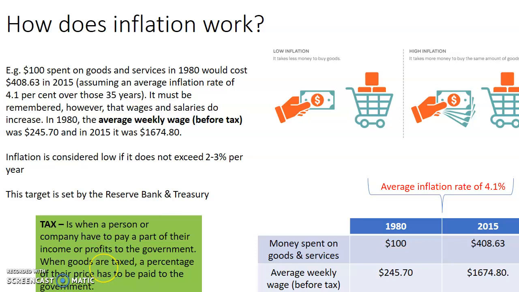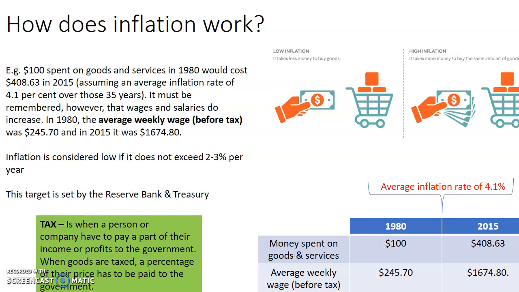Okay, now who looks after the inflation? It is the Reserve Bank of Australia and Treasury. Reserve Bank of Australia is the bankers' bank, right? So they look after the banks and the economy, and all the government transactions go through the Reserve Bank of Australia.